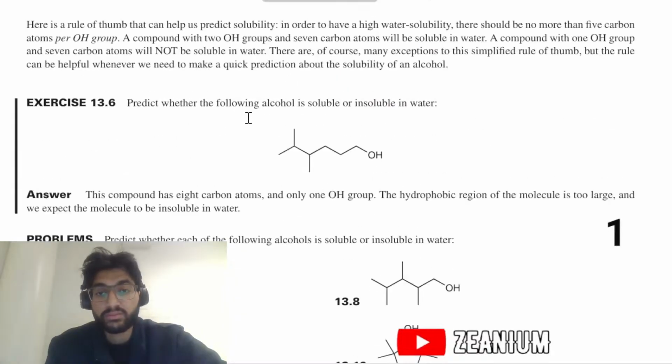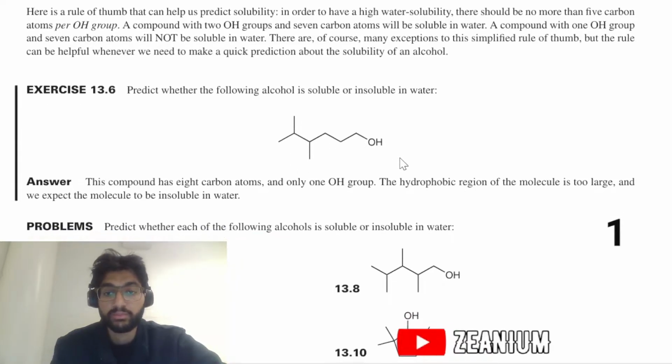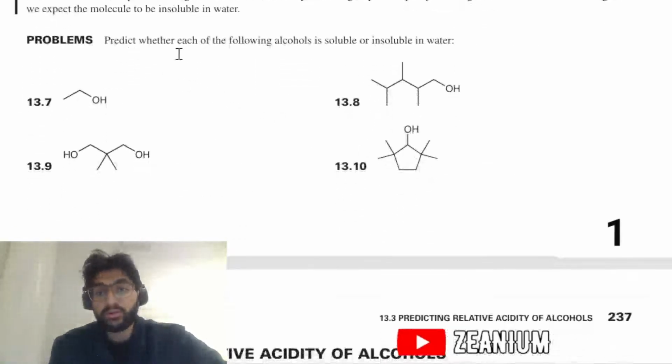Predict whether each of the following alcohols is soluble or insoluble in water. We can see that there's only one OH group and the rest is carbon, so it's insoluble. This is soluble. This is soluble also, since it has two alcohol groups. This is insoluble, and this is also insoluble.